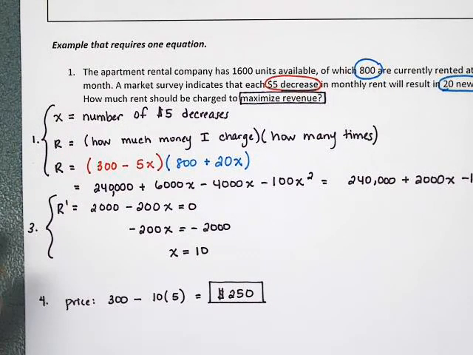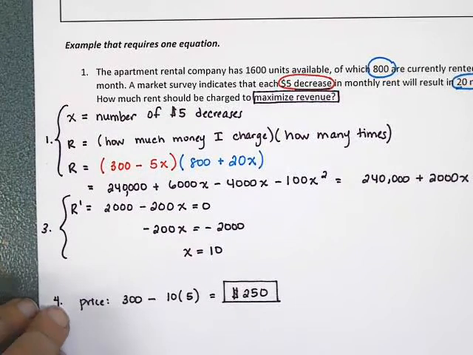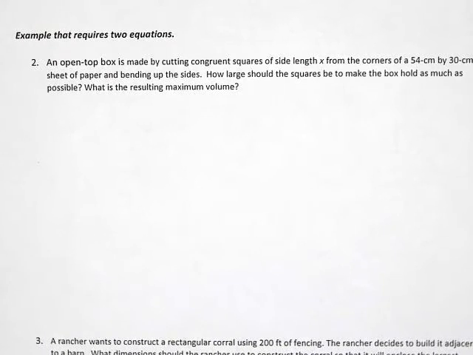Let's take a look at a few more examples so we can get an idea of how this system continues to work. The next 2 examples are each going to require us to have 2 equations. So problem number 1 says an open top box is made by cutting congruent squares of side length x from the corners of a 54 by 30 centimeter sheet of paper and bending up the sides. How large should the squares be to make the box hold as much as possible? What is the resulting maximum volume?